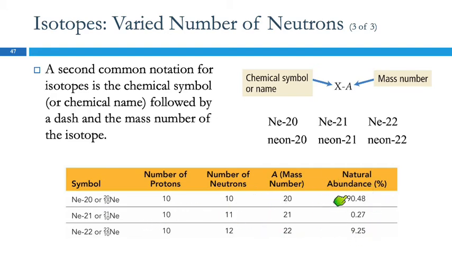The natural abundance, that is something that has been experimentally determined. And for neon, a little over 90% of the atoms are neon 20. Less than 1% are neon 21, and only about 9% are neon 22. Just because that's how it is. Any questions?